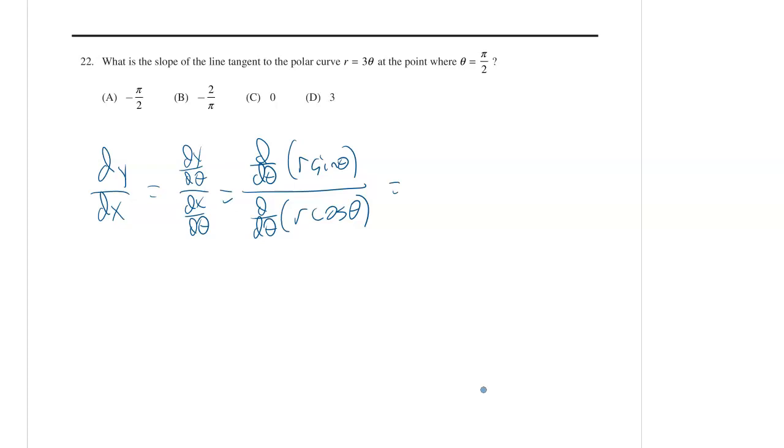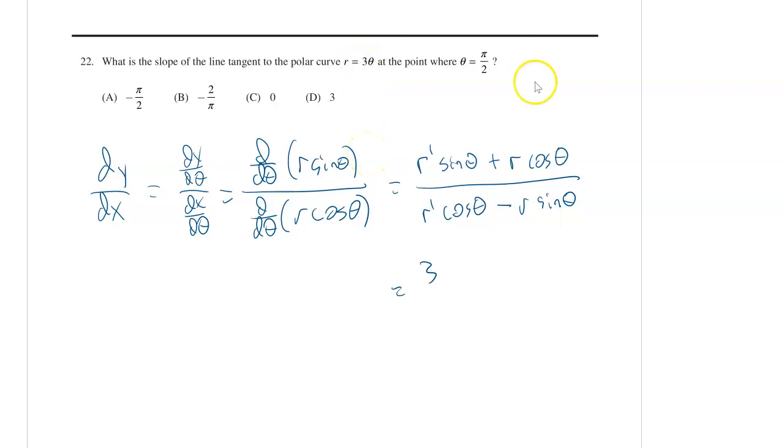So it's going to be r prime sine theta plus r cosine theta over r prime cosine theta minus r sine theta, just doing the product rule there. R prime is dr d theta, which is just 3. So it's 3 at the point where theta is pi over 2. Sine pi over 2 is 1, plus cosine pi over 2 is 0, don't need to worry about that. And then r prime cosine theta, that's 0, we just said that. Minus r, which is 3 theta.